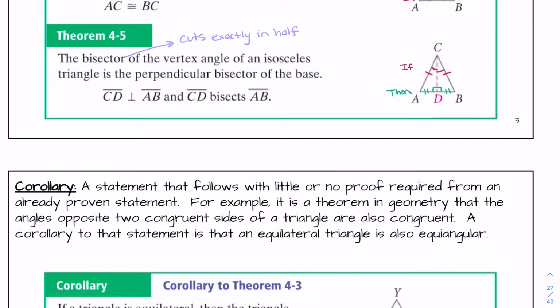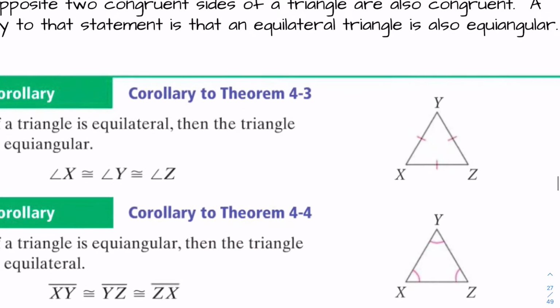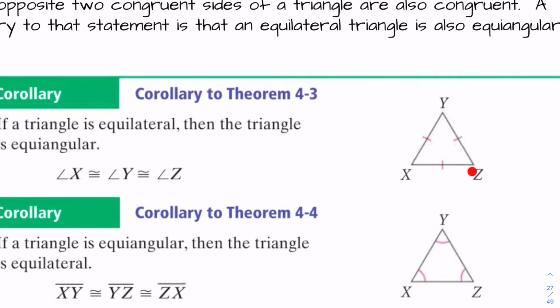A corollary is a complex word to mean something quite simple. It's a statement that follows with little or no proof required from an already proven statement. For example, it is a theorem in geometry that the angles opposite two congruent sides of a triangle are also congruent. Well, a corollary to that statement is that an equilateral triangle is also equiangular. So a corollary is that if you have two congruent sides, then you have two congruent base angles, right? But what if you have a third congruent side? Well, you have a third congruent base angle, aka it's called equiangular.